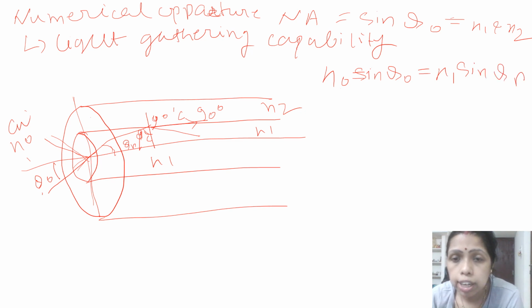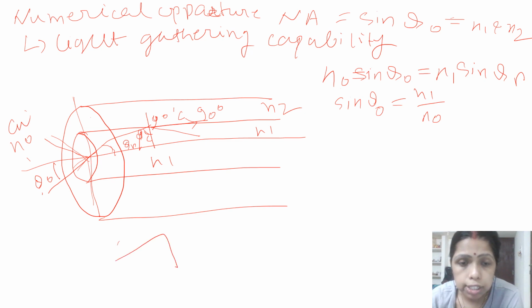Here sine theta naught, sorry, theta naught, I have to calculate the numerical aperture. Sine theta naught is equal to eta 1 by eta naught sine theta r. You can see this is one triangle. This is phi c, this is theta r, this is 90 degrees. What will be theta r? Theta r you can write as 90 degrees minus phi c. Here I am just putting the theta, not changing anything. Here I will change the value.